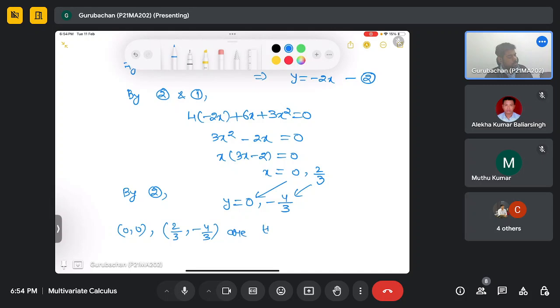are the critical points of the given function f.